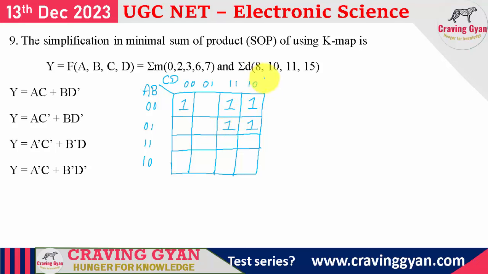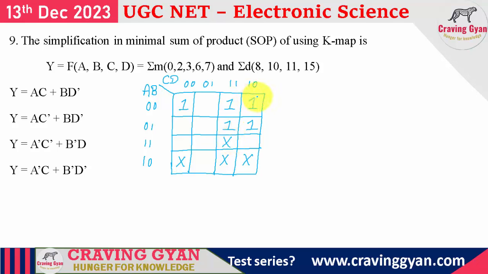Next, summation D, nothing but don't cares. The don't cares they are telling are the 8th cell, 9th, 10th, 11th, 12th, 13th, 14th and 15th cells, all don't cares. Rest of the values they have not specified, so you have to take them as 0. For simplicity, I will not be writing the 0s, that's it.